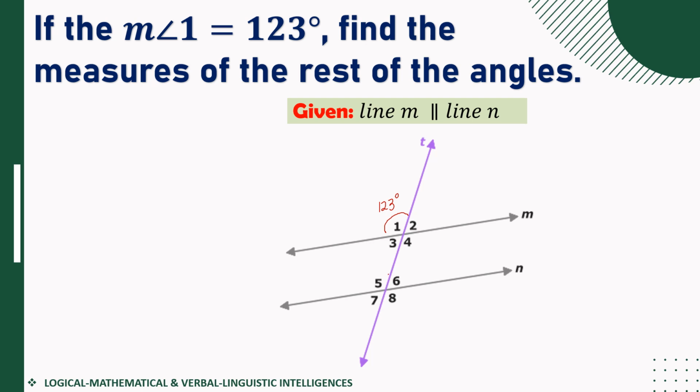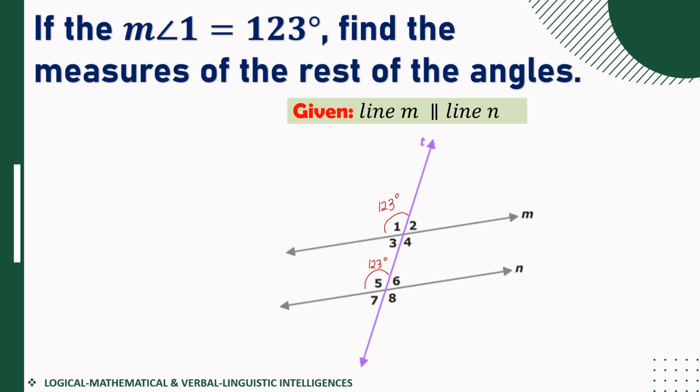They are corresponding angles. I mentioned a while ago that corresponding angles are congruent, right? So basically, this is also 123 degrees. Okay? Now let's proceed. This time, I'd like to apply the idea of linear pair.